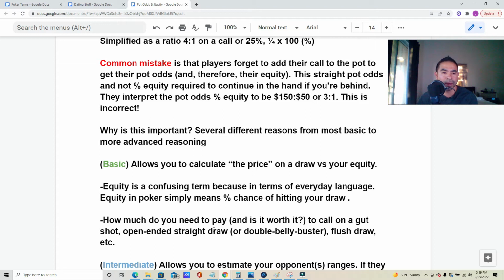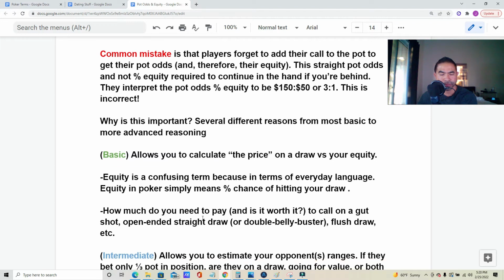If they happen to have top pair and you have an open-ended straight draw, but you also have a pair as well, you have even additional outs, right? So again, just to reiterate, the most basic level of pot odds expressed as equity gives you a price on the draw versus your chances of hitting that draw. And again, you need enough equity. Your chances of hitting your draw has to be greater than the pot odds that are given to you.